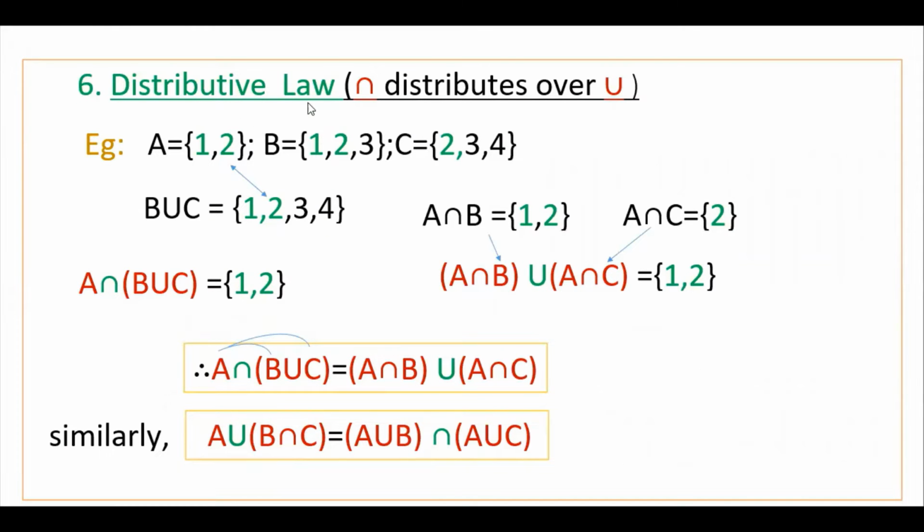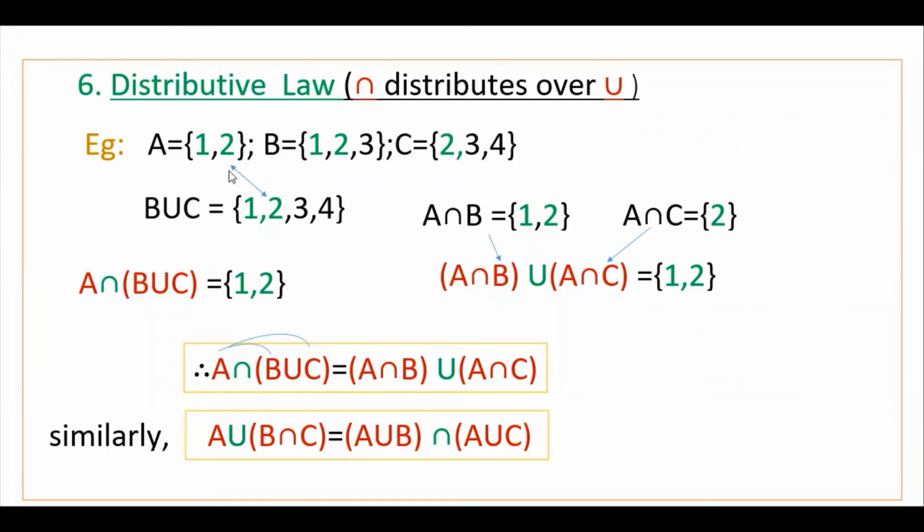Next one is distributive law. Intersection distributes over union. If you take any three sets, A, B, C like this, and B union C. So if you union these two sets, B and C, write all the elements of these two sets. So 1, 2, 3, 4, without repeating any element. You have to write here B union C, and A intersection B union C. So you have to intersect A and B union C. The common elements are 1 and 2. So write here {1, 2}.